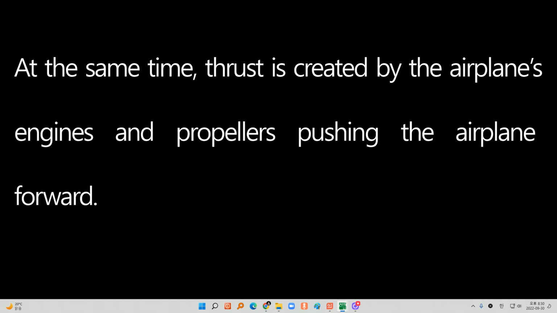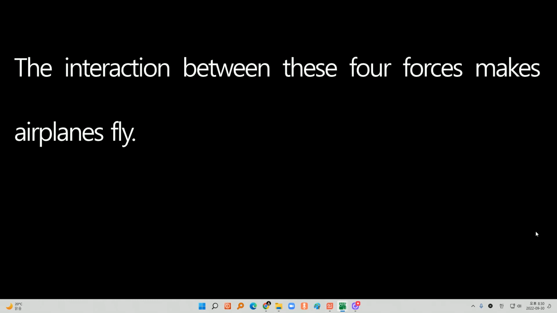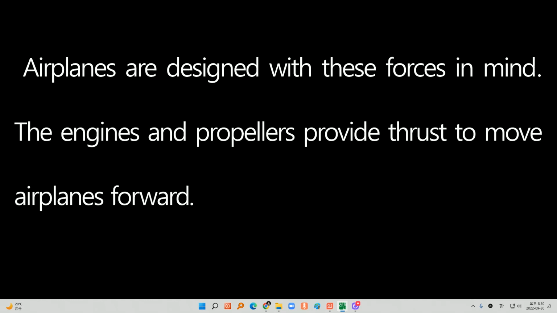At the same time, thrust is created by the airplane's engines and propellers, pushing the airplane forward. Opposed to that force is drag, which is the air pushing the airplane back. If thrust is greater than drag, the airplane will move forward. The interaction between these four forces makes airplanes fly. Airplanes are designed with these forces in mind.